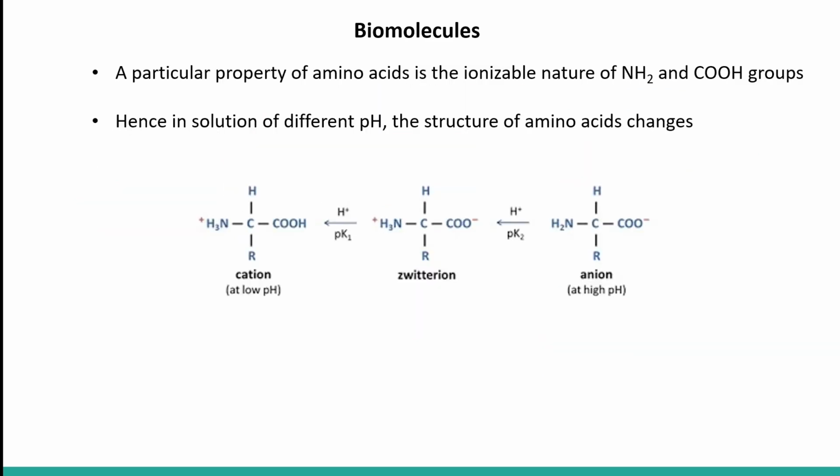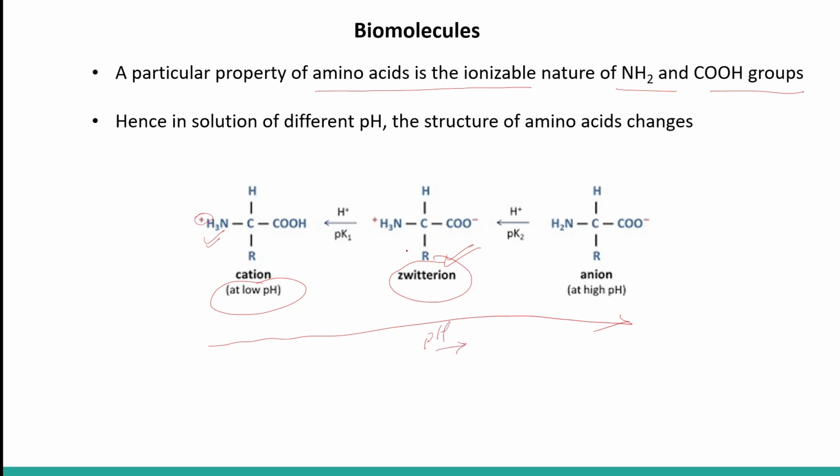So this is very important, the formation of zwitterion. A particular property of amino acids is the ionizable nature of NH2 and COOH groups. At lower pH, we have the cation form of the amino acid. Here you can see the positive ion, so that is the cation. At lower pH, the amino acid is present in this form. As the pH increases, it changes to this form.